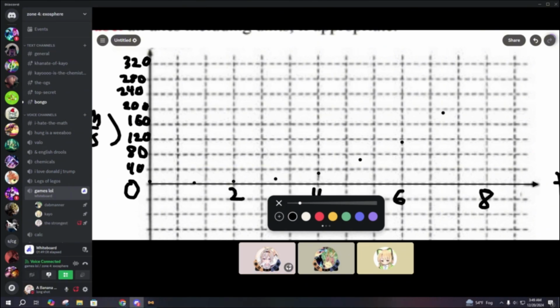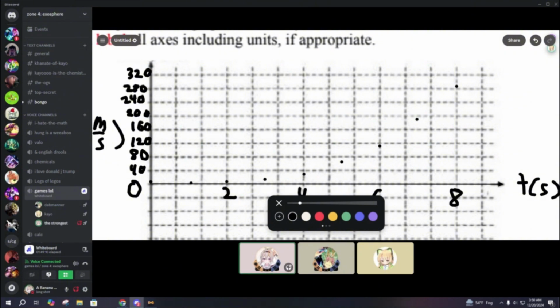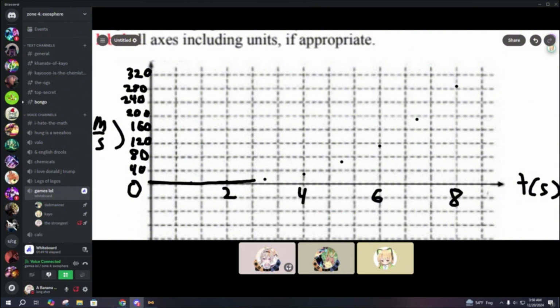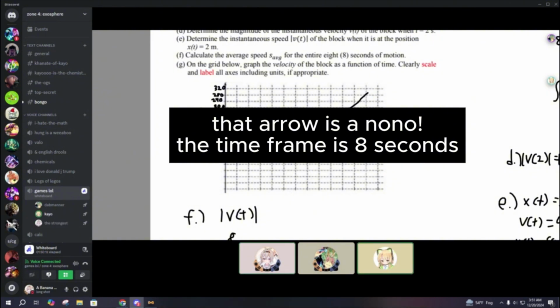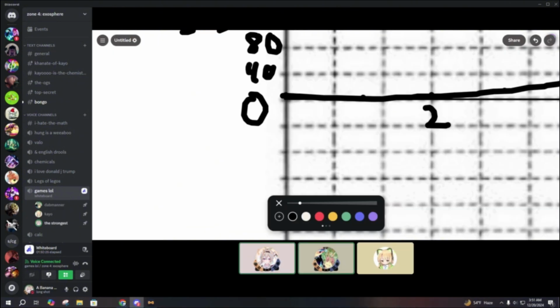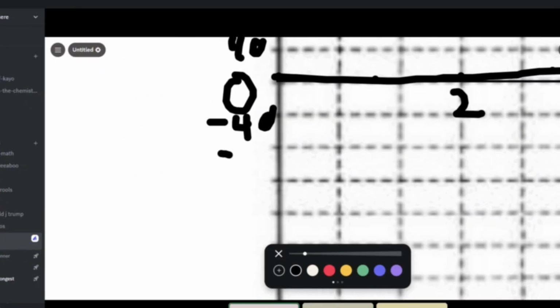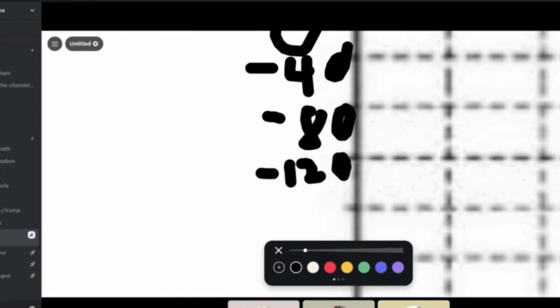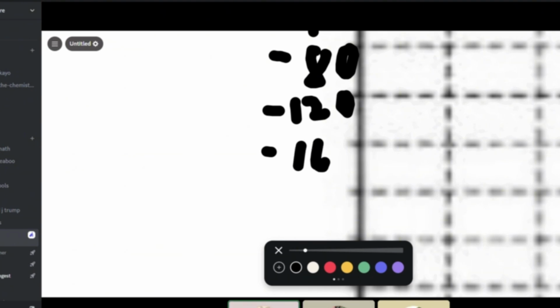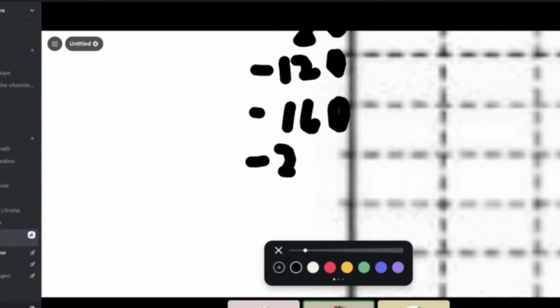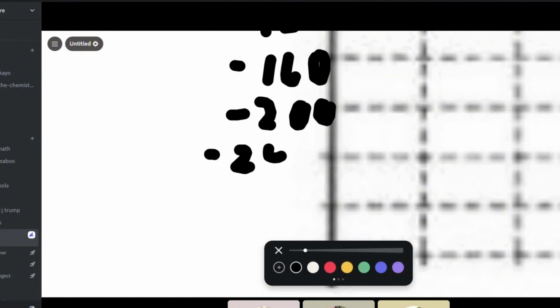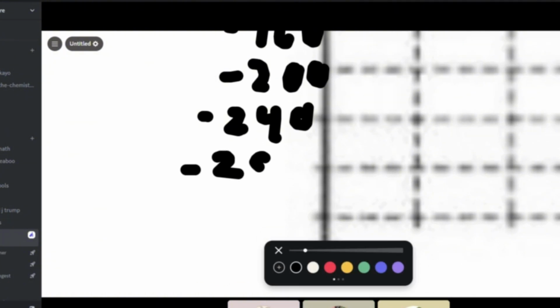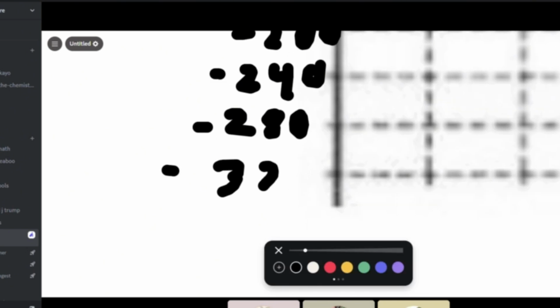Like so. And then graph it out. Include these negatives in case you can't see. Here you go. And there you go.